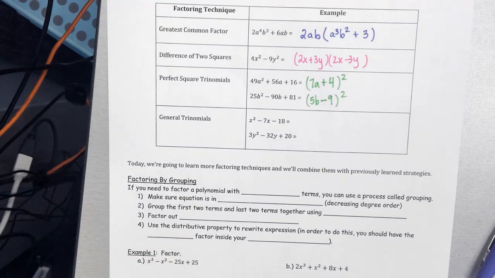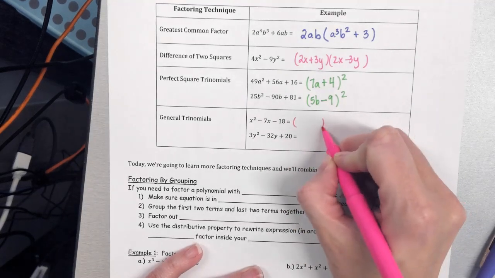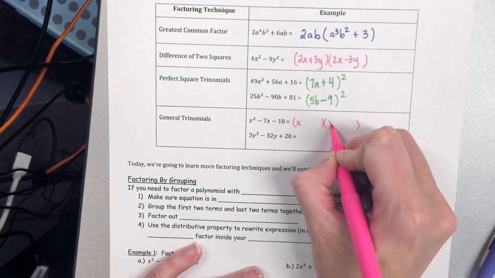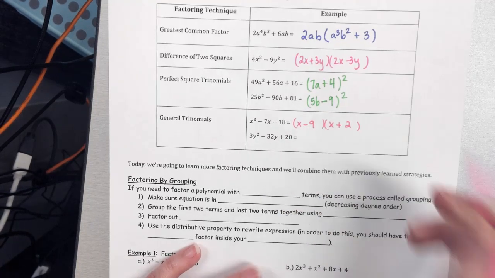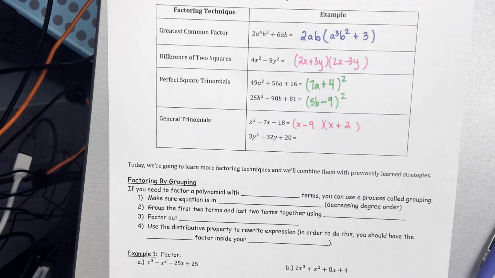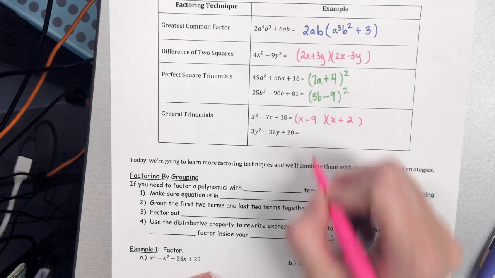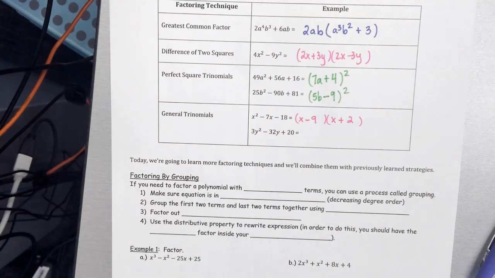All right. And then for the last two, you guys did guess and check with FOIL. So you have to start with x and x, what multiplies to negative 18 but adds to negative 7. Negative 9, positive 2. You can write those in any order. And then did you guys have time to do the last one, or did you need another minute to finish that? Okay, so you have to start it with what and what? 3y and y, because it's a prime value.